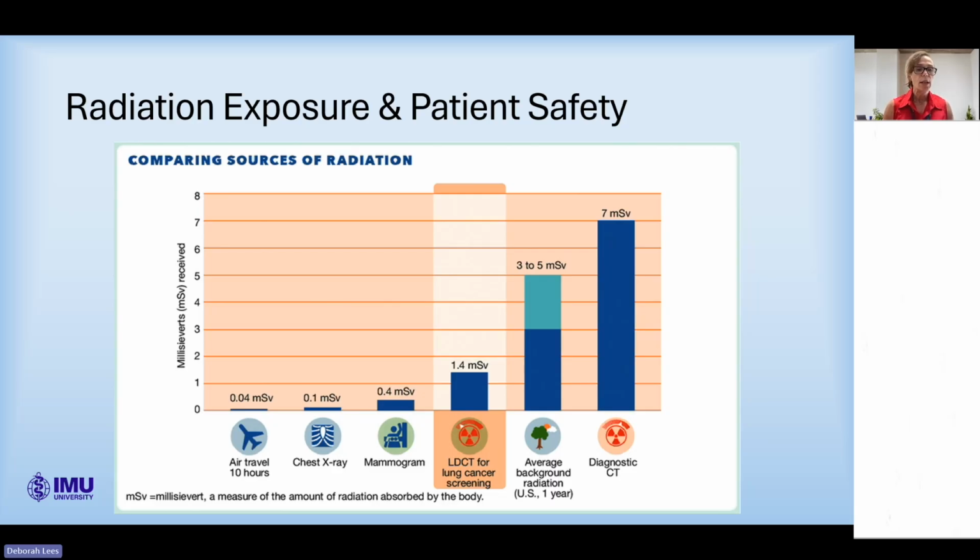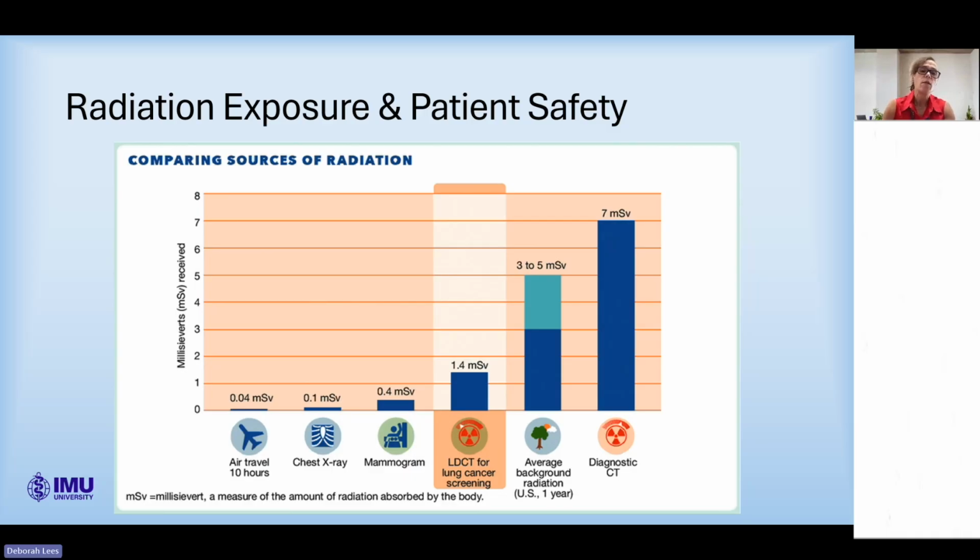If we look at a chest X-ray, we're looking at 0.1 millisieverts. If you were just flying for 10 hours in a plane, you would be exposed to 0.04 millisieverts. So essentially, your chest X-ray is not to be ignored. It is actually a fair dosage of radiation. But if you look at a mammogram, 0.4, then lung cancer screening up to 3 to 5 millisieverts. So that's just walking around and existing.